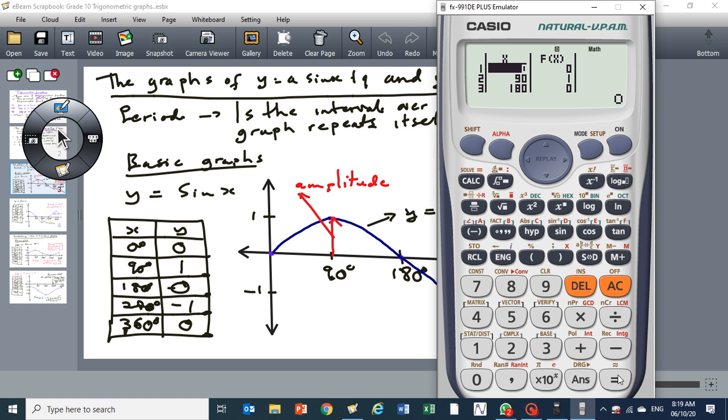You start at 0. Put 0 and press equals. And then end 360 and press equals.